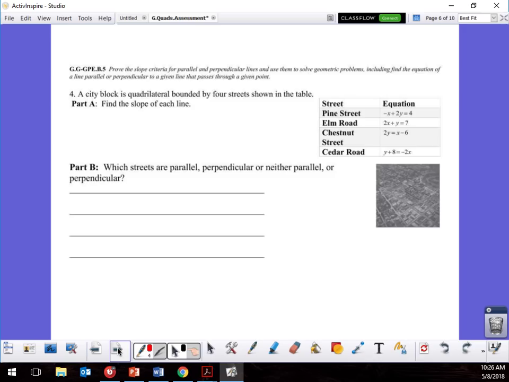So if I'm looking at Pine Street right here, it's going to be negative x plus 2y equals 4. Turning it into y equals, I'm going to add x to both sides. So it would be 2y equals x plus 4. Divide both sides by 2. Y equals 1/2 x plus 2.